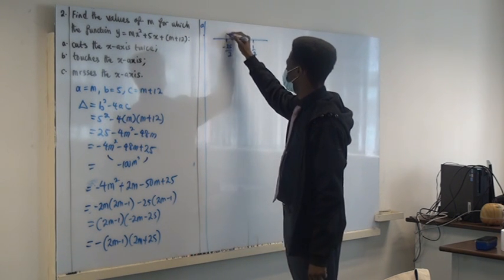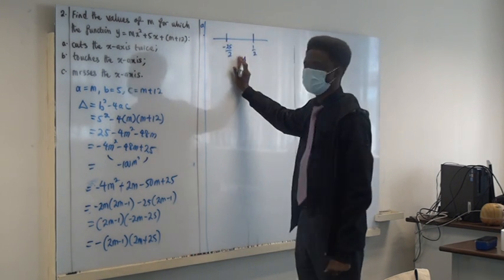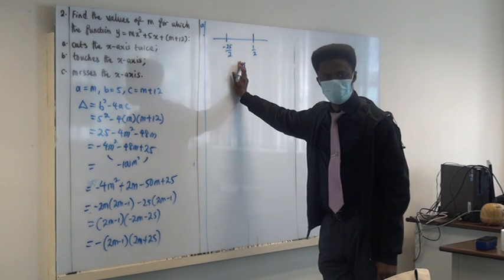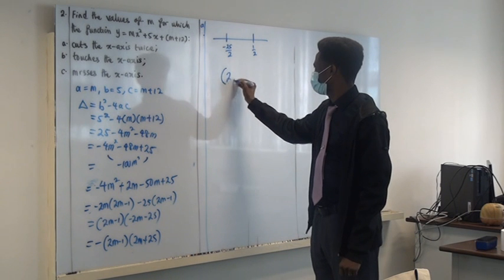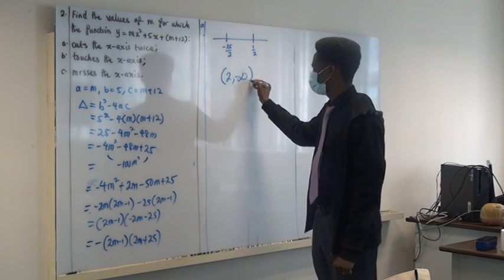Please don't forget what I said a few weeks ago. I still see people who write the domain of a function as 2 comma minus infinity.